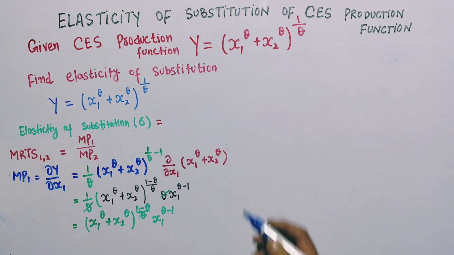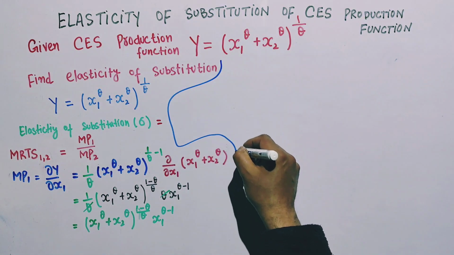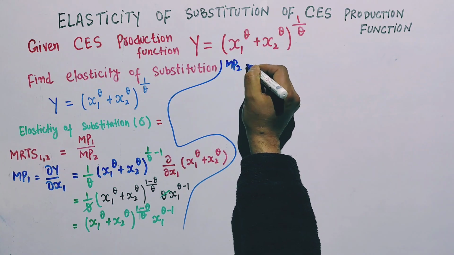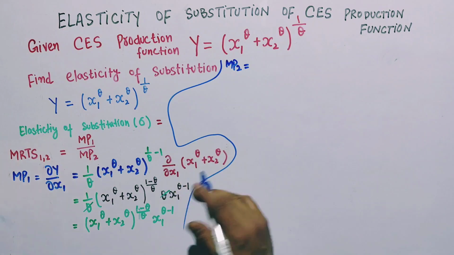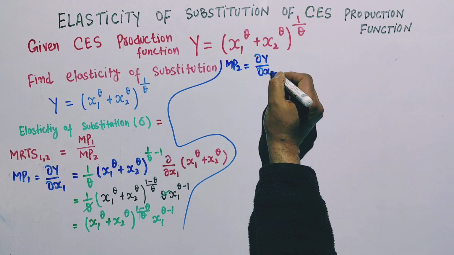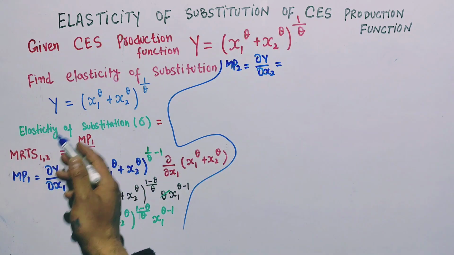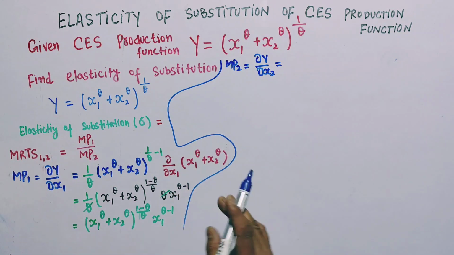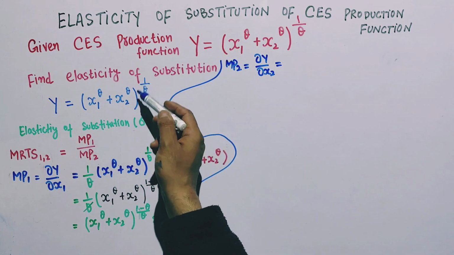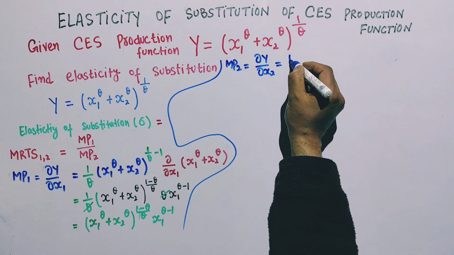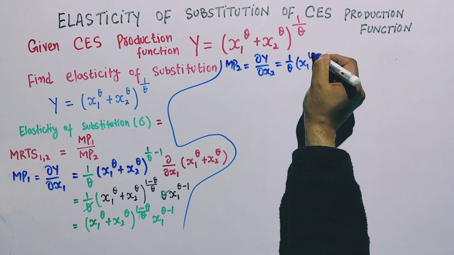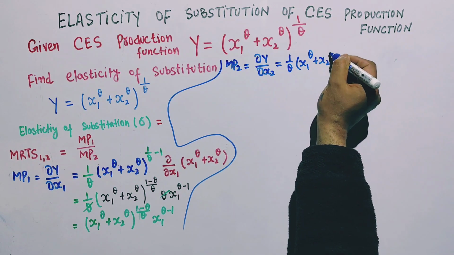Similarly, we need to find out the marginal product of input 2, which is simply the partial derivative of the production function with respect to input x2. Symmetrically, using the same steps, we partially differentiate this function with respect to x2 this time. Again, applying first the power function rule, 1/θ becomes the coefficient. Then we have x1^θ plus x2^θ.